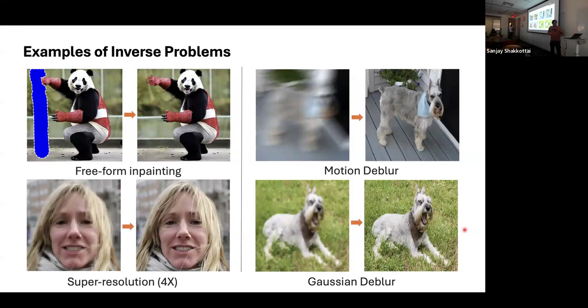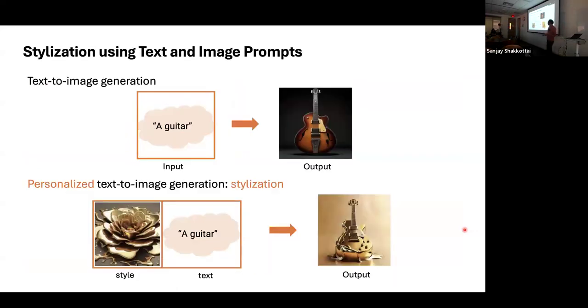Or different types of noise. But even beyond that, you can ask what really constitutes a measurement. It could be that I give you this image of this rose in this melting gold style, and say, generate a guitar with this style. I can think of this as the measurement, quote unquote, of a guitar, and I want to generate this. Okay? So this goes beyond what you think of as an inverse problem, but it is essentially the same kind of thing. This is my measurement, quote unquote, or information, and this is my output.